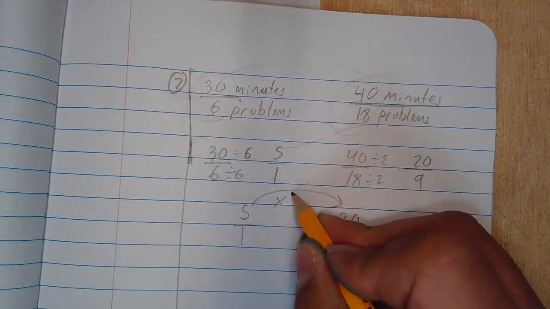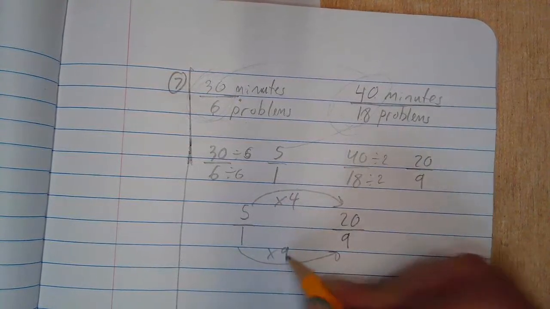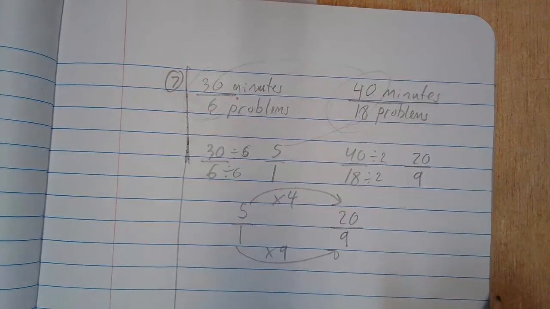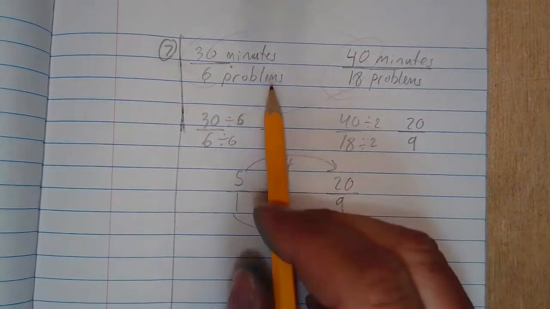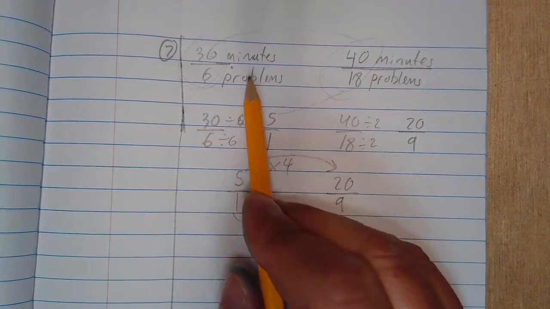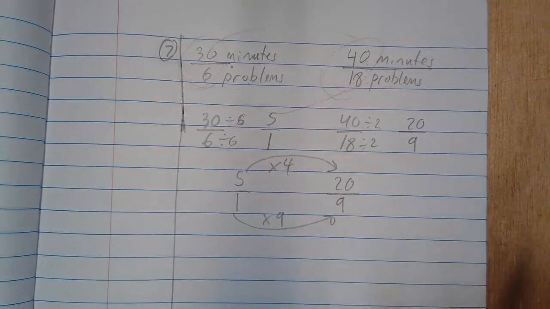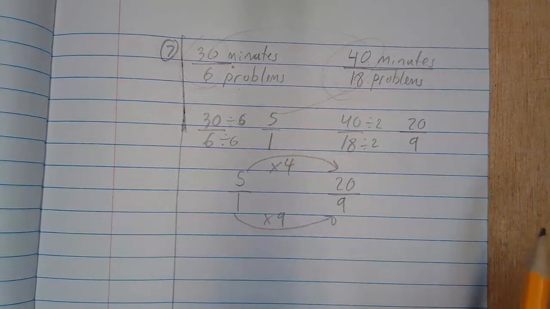I can go from 5 to 20 if I multiply by 4. I can go from 1 to 9 if I multiply by 9. I guess what I'm trying to say is, earlier I said you can do a unit rate problem. You can change it to how many problems per minute, but that's not what the question's asking. It's not asking you to figure that out. So basically you're going to be doing more work than you have to.